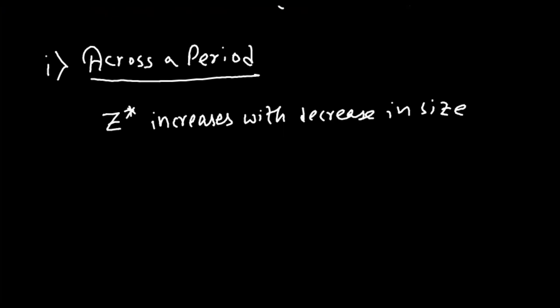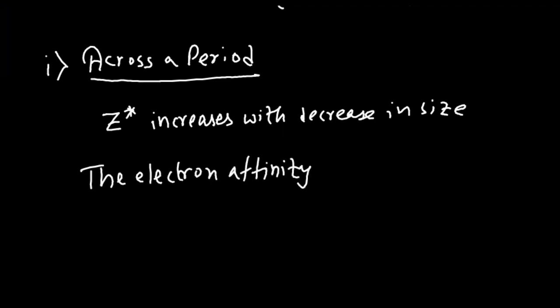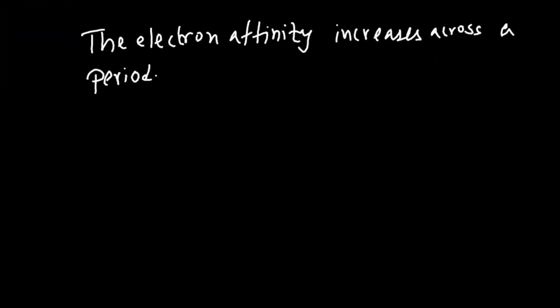To summarize the entire thing, across a period, the size of the element decreases. As a result, the nuclear attraction for the outermost electron increases, and as a result, the electron gain enthalpy or electron affinity increases across a period. The numerical value of electron affinity increases across the period.